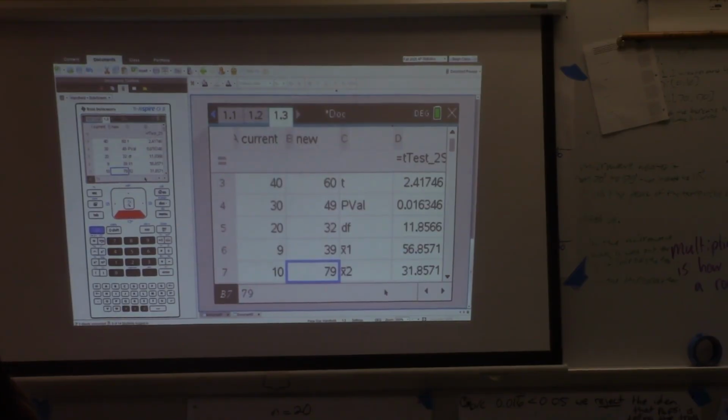But then you also did yours backwards, just a heads up. You did less than, not greater than. When you ran your test, you did it backwards. So for the stat test, remember you need to do new and then the current, based on what we set up on the paper.